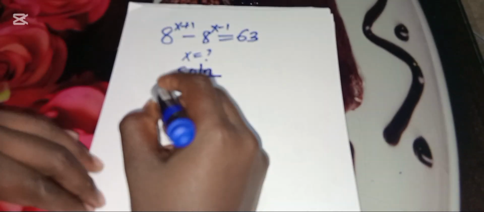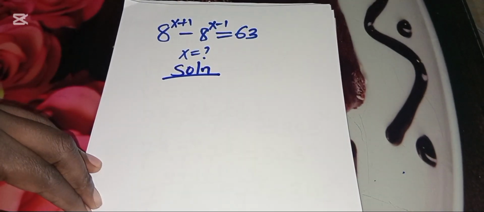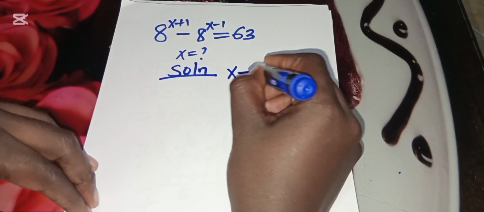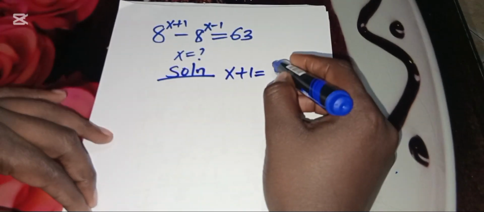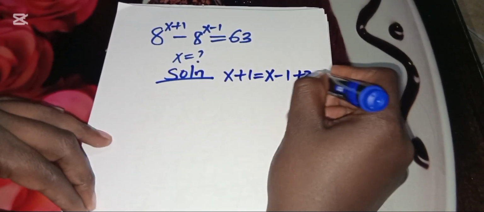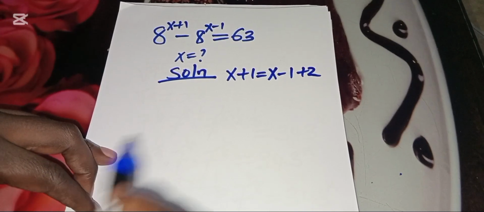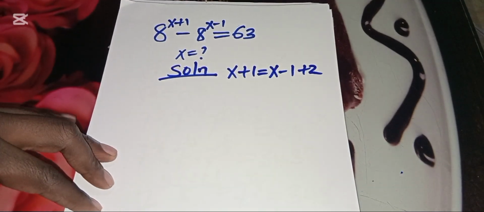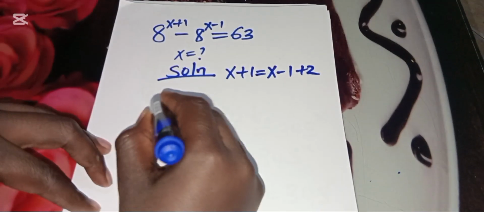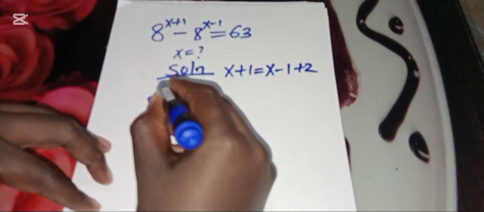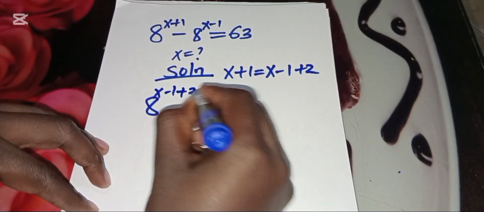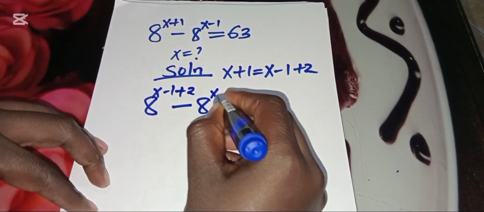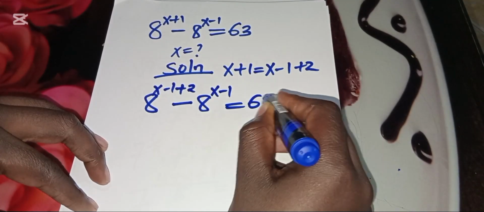So you have 8 raised to power x plus 1. In fact, x plus 1 can be expressed as x minus 1 plus 2. So we substitute x plus 1, which is x minus 1 plus 2, so that we'll have 8 raised to power x minus 1 plus 2 subtract 8 raised to power x minus 1. This is equal to 63.